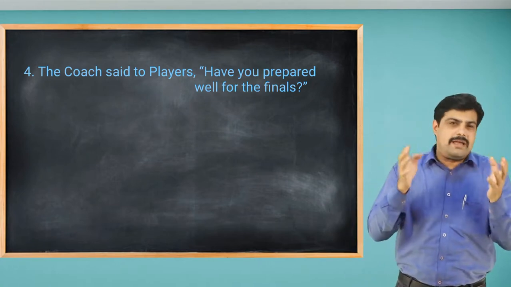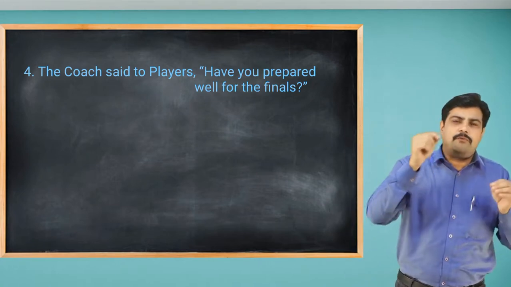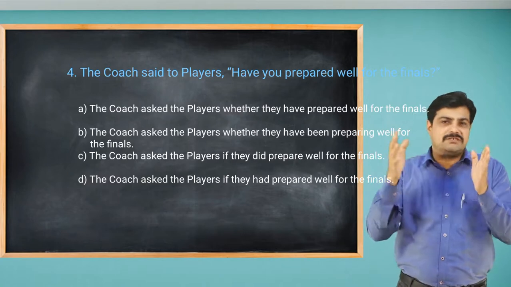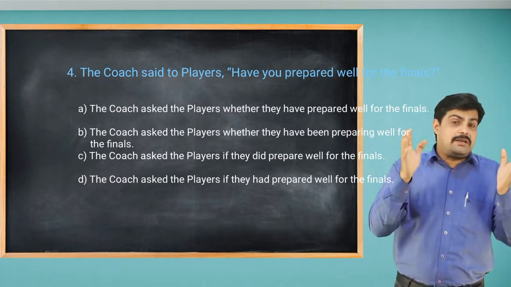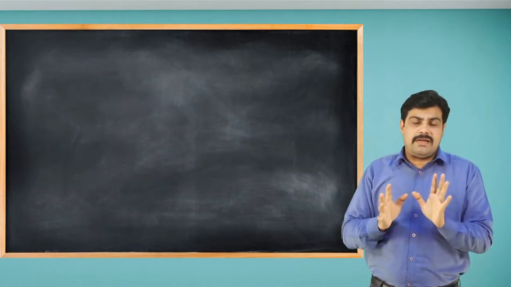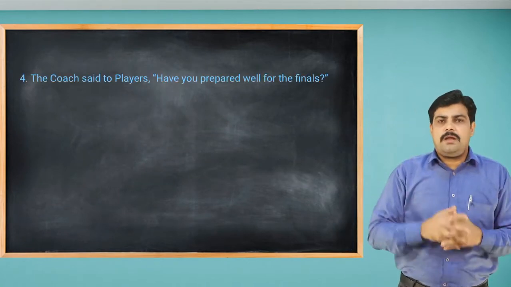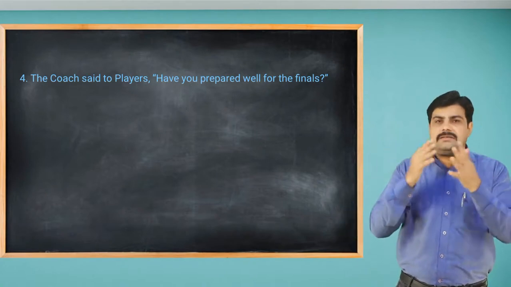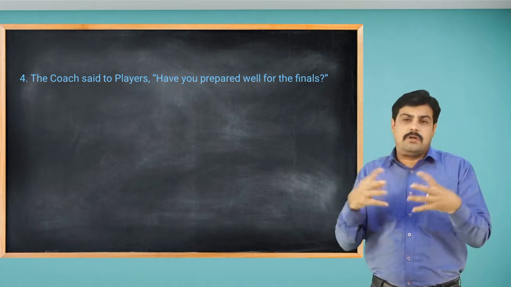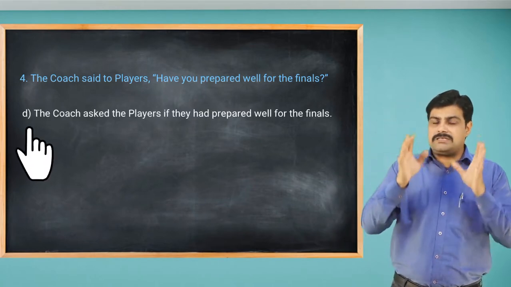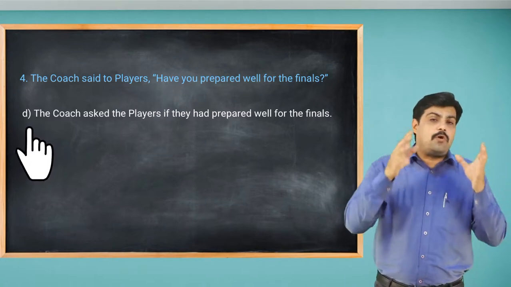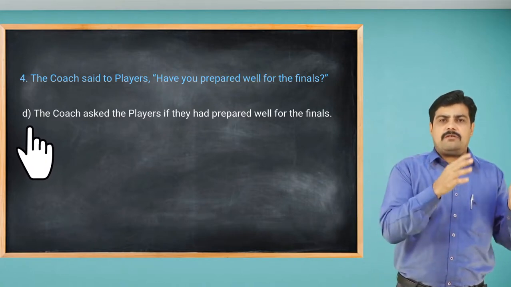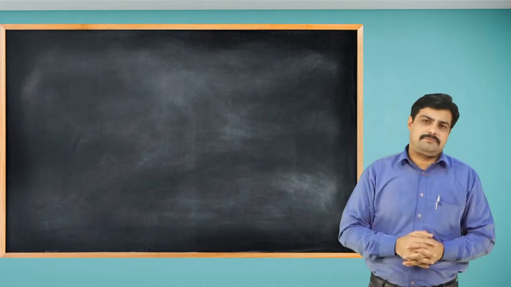The coach said to the players, have you prepared well for the finals? Where you have a helping verb just in the beginning to ask the questions, if or whether are used. Either you will use if or whether in place of inverted commas. Have will be changed into had. Tense will become simple. So option D according to this is right. That is, the coach asked the players if they had prepared well for the finals.